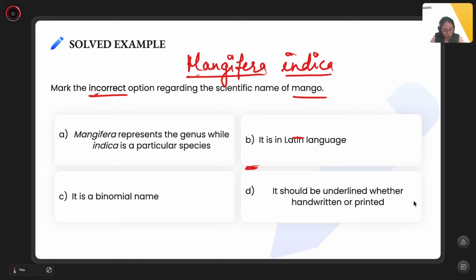And if you look at option D, it says it should be underlined, whether handwritten or printed. No, beta, यहाँ पे handwritten तो सही है, but printed is not correct. Printed होता है तो it is just italicized. So the correct answer here would be option D.